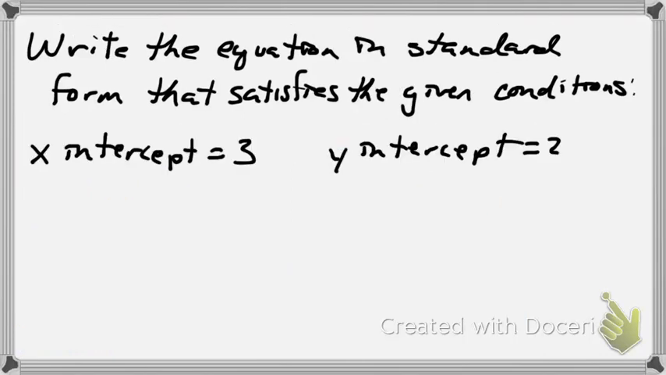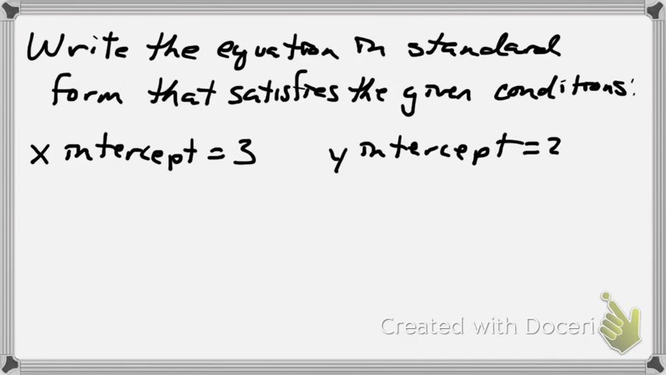Okay, so next example we have: write the equation in standard form with those conditions. The x-intercept is 3 and the y-intercept is 2. Now if you remember from yesterday, to do these problems we need a slope and a point. Well, at first glance it doesn't look like I've given you either one.